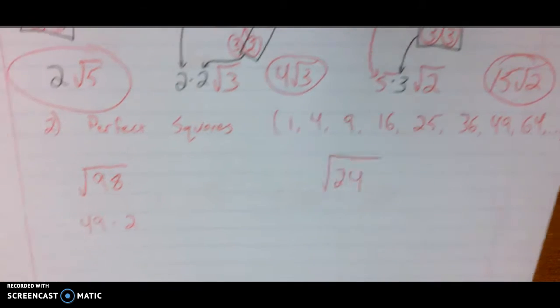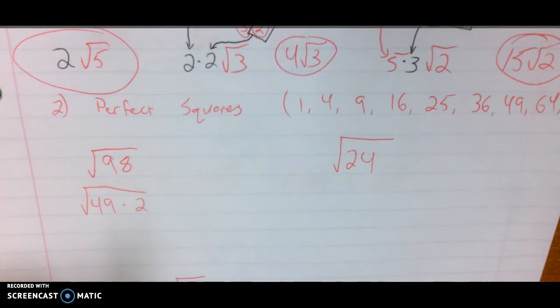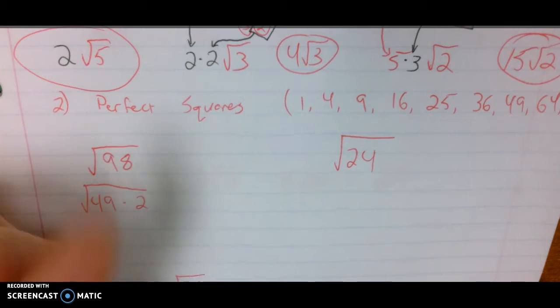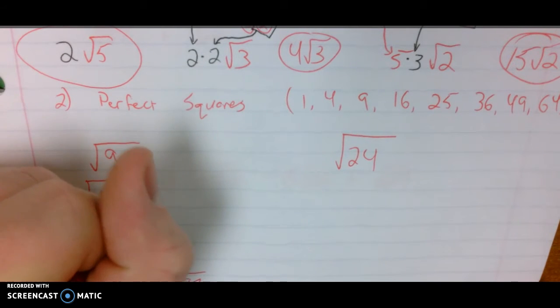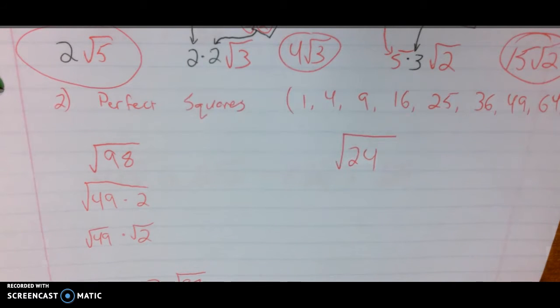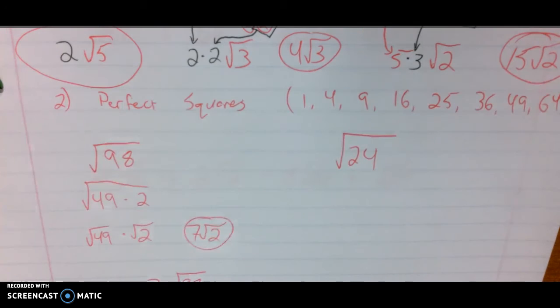So instead of thinking of this as the square root of 98, I'm going to think of this as the square root of 49 times 2, and I've kind of unsimplified that. And what that's going to allow me to do is think of this as the square root of 49 times the square root of 2. And from here, I know the square root of 49 is just 7. So final answer is going to be 7 rad 2.